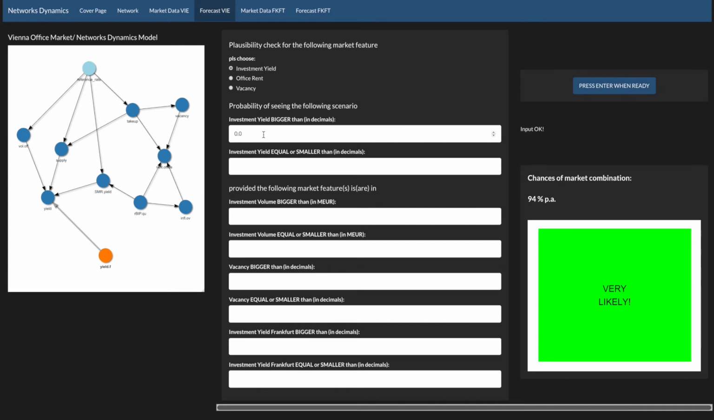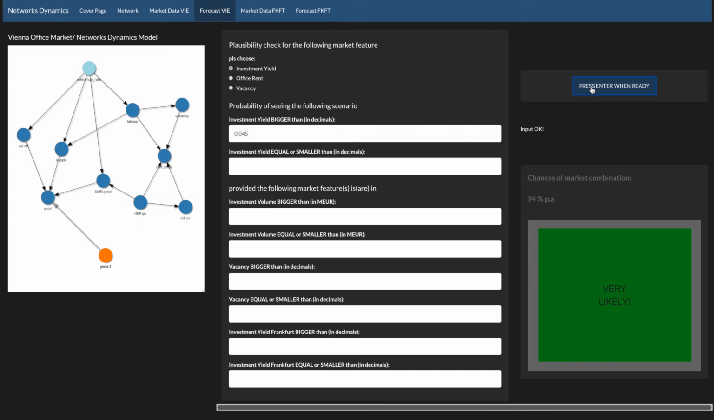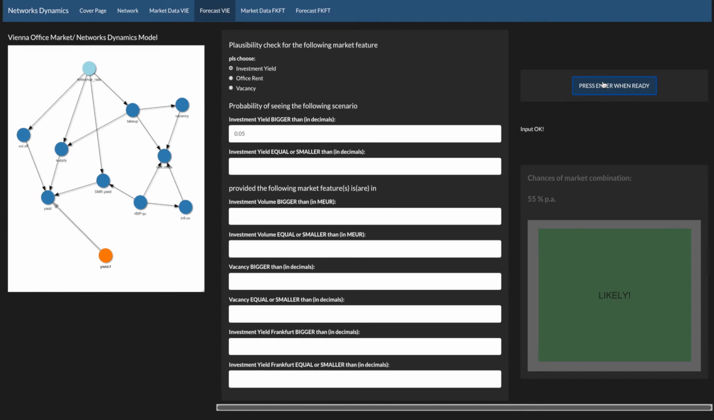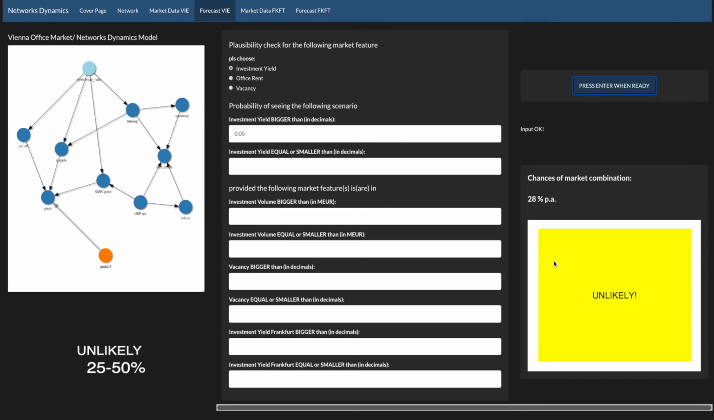When you go further and you ask, what are my chances to have an increase of the investment yield above 4.5%? It calculates again, and here you see the probability is already going down. So it's just 55%, and its flag has already moved to light green. When I go ahead and say I want to know what the chances are of an investment yield of 5%, then the probability is still going down. We have a yellow flag and a probability of 28%.